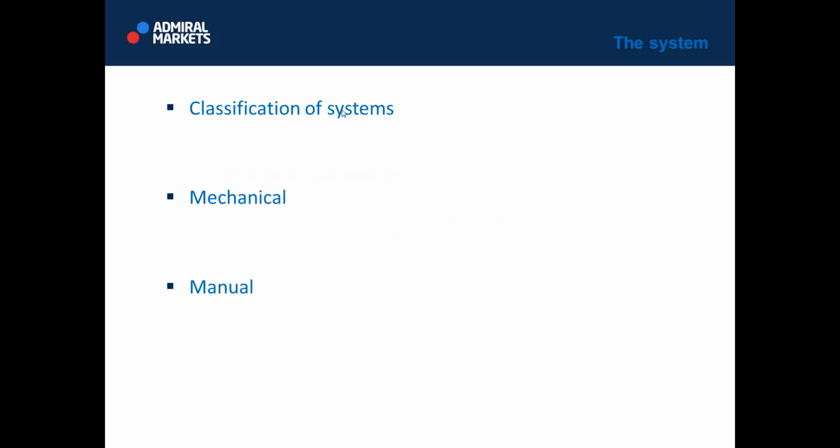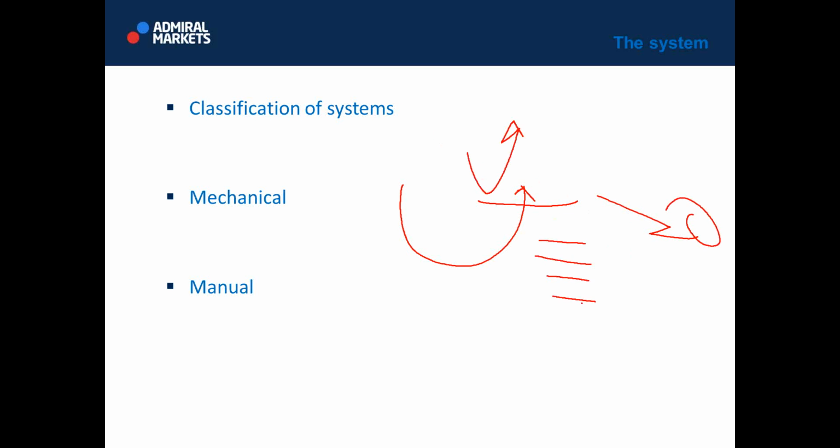Also, you need to know that there are two classifications of systems: mechanical and manual. Mechanical systems are systems where you follow the rules blindly. For example, let's say the rules say that if stochastics is below 20, when it crosses from below to above 20, you need to buy. You will follow that rule mechanically. If you follow a set of rules blindly, then you are trading a mechanical system.